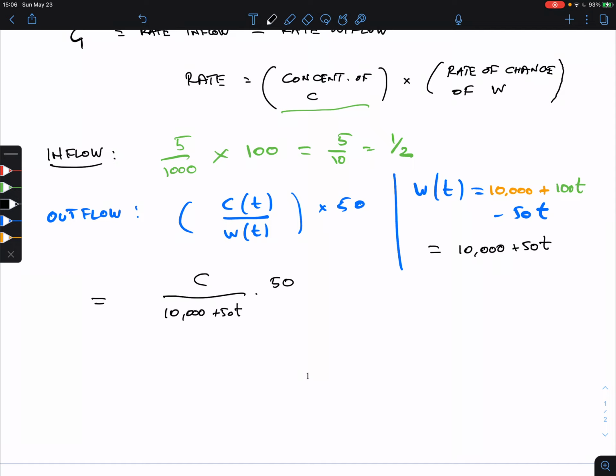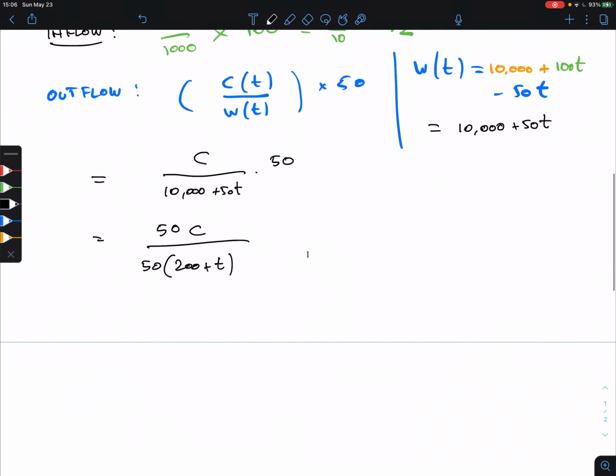I can actually factor out the 50 here, so let's work it out a little bit. So 50C here, we can factor out the 50 and get 200 plus t here. Oh, that's nice, the 50 is cancelled. And then you get C over 200 plus t. So, conclusion, what's the differential equation here? So this is my capital C, right?